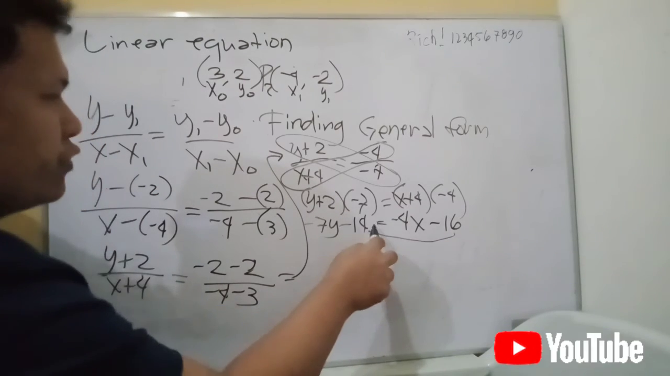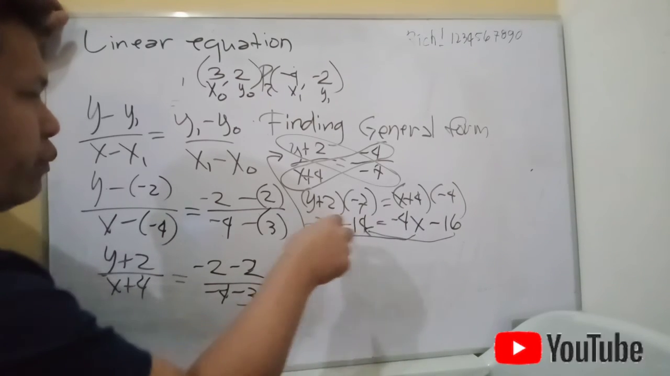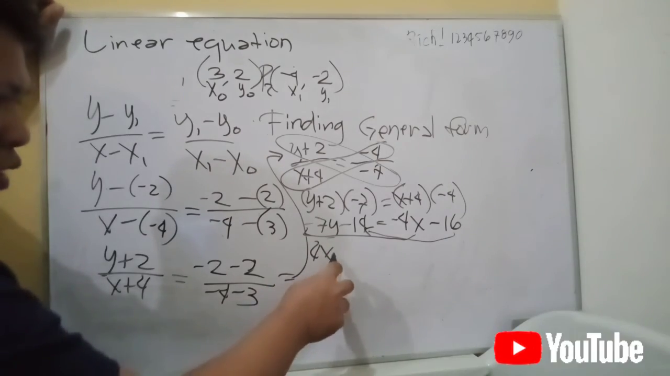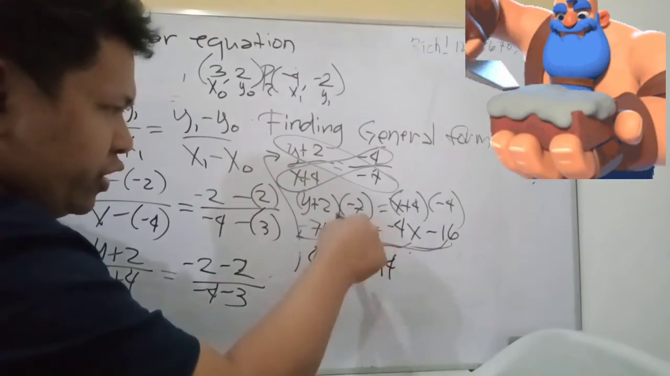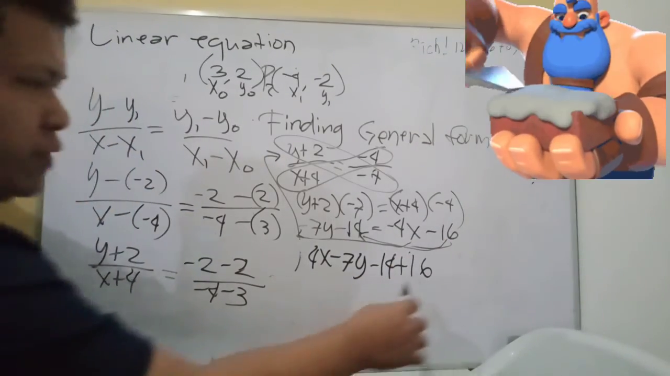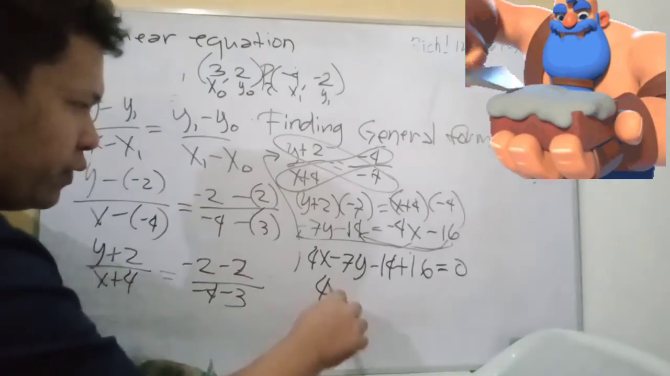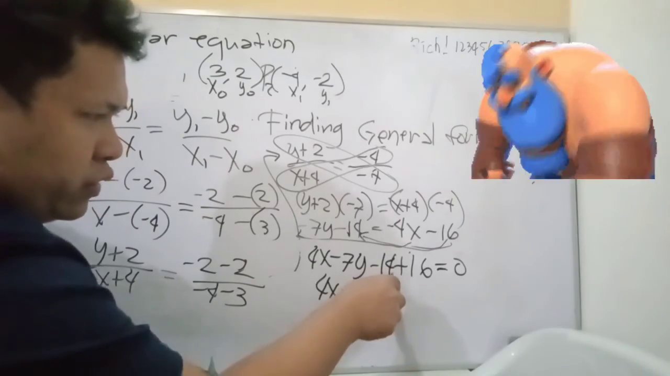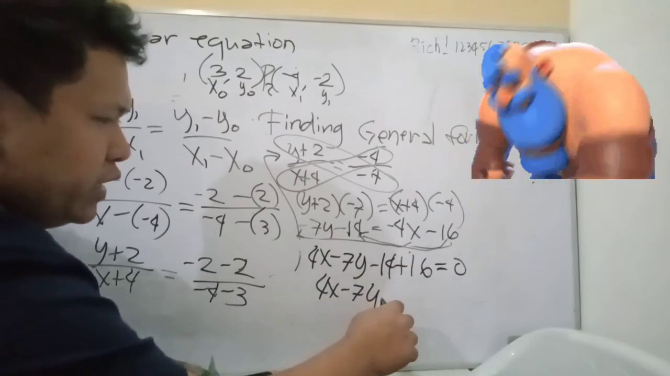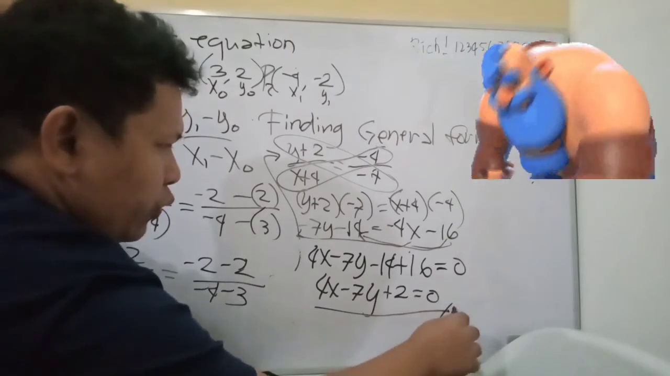Then, next, transpose. So magiging 4x from negative to the other side, it becomes positive 4x. Transpose this one to the other side, that will become positive 16. So 4x minus 7y, add or subtract the same terms. Negative 14 plus 16, that's positive 2 equals to 0. And this is our answer.